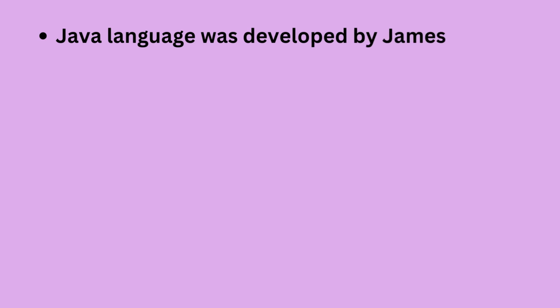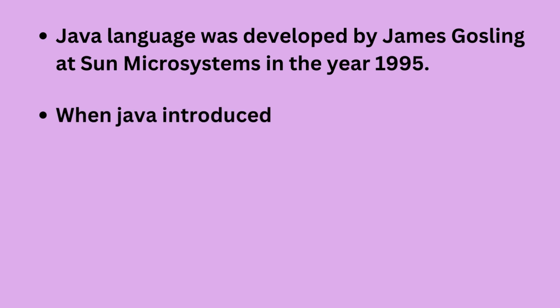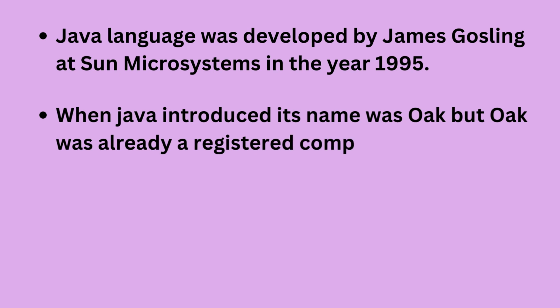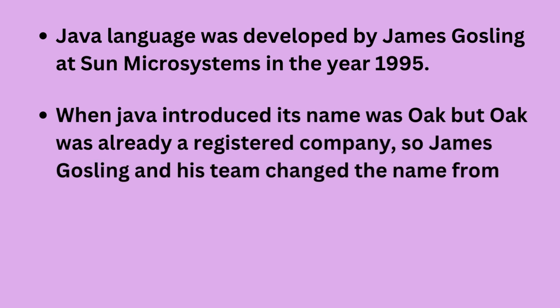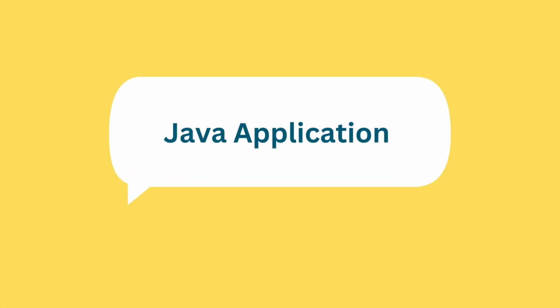Java language was developed by James Gosling at Sun Microsystems in 1995. When Java was introduced, its name was Oak, but Oak was already a registered company, so the team changed its name from Oak to Java. Let's see a few Java language application examples.